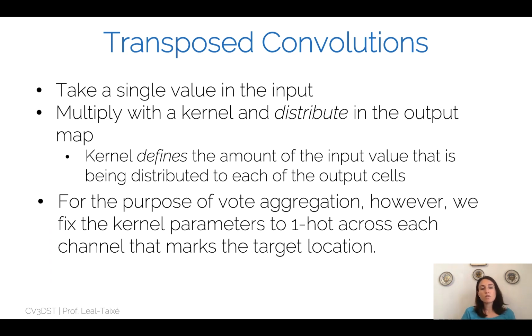Now, these transpose convolutions, they need to take this single value in the input. And by multiplying it with the kernel, they will distribute this value in the output map. Now, this kernel is actually going to define the amount of the input value that is being distributed. And of course, when we talk about transpose convolution, in general, we talk about learned transpose convolution. However, for this particular purpose of vote aggregation, we actually fix the kernel parameters. And these kernel parameters are this one hot encoding across each channel that marks the target location. So of course, we know exactly where to place this vote. So this is going to be a fixed operation. We're not going to have learnable parameters in there.